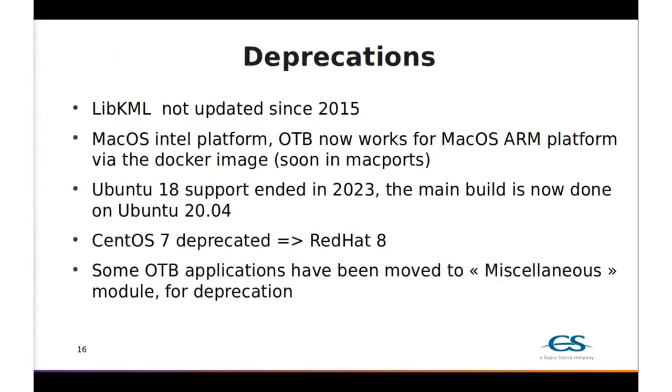About deprecation, so we deprecate libkml, which is a Google lib that was used in Google Earth, but it's not updated since 2015, so we can't keep it. It's complicated. The macOS Intel platform is deprecated, and macOS ARM can't be supported because all the dependencies of OTB don't compile on ARM. So we decided to do the Docker image. And also Ubuntu 18, CentOS 7.